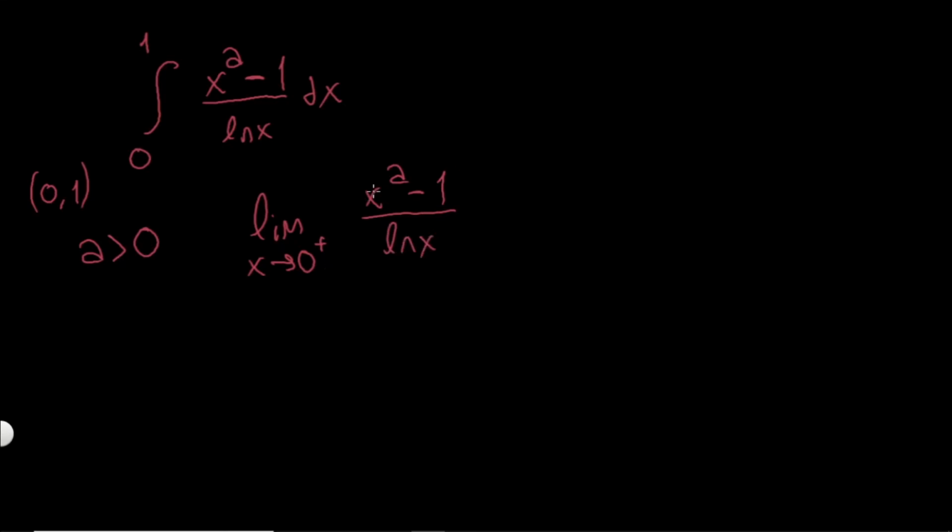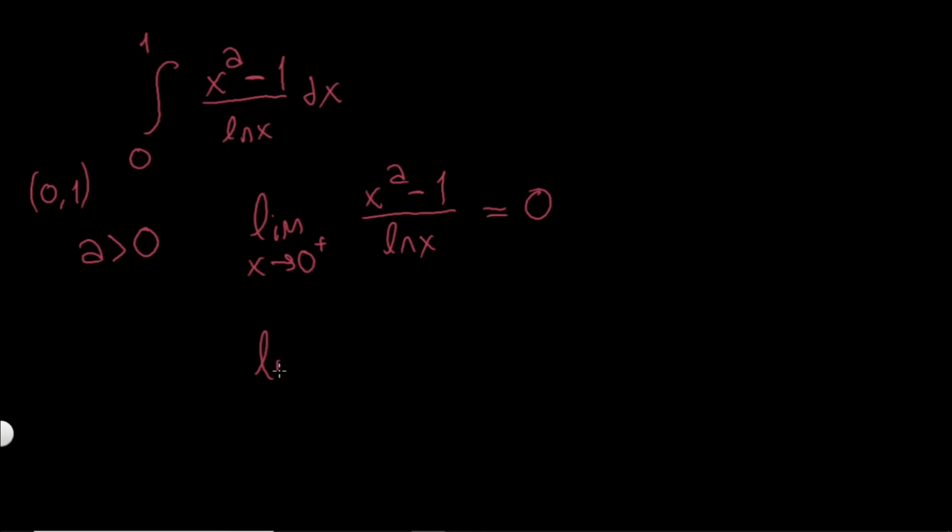So this will be 0. When I put x is equal to 0, the bottom will go to minus infinity, and this will be minus 1, so it will be 0. Okay, so this limit will go to 0. I can say that directly.